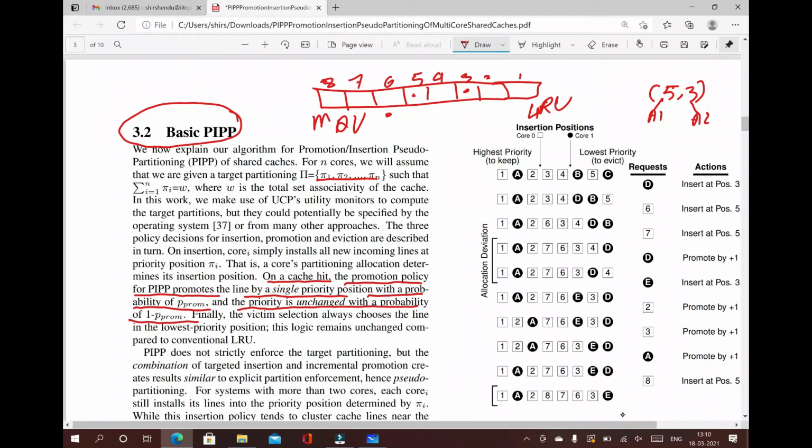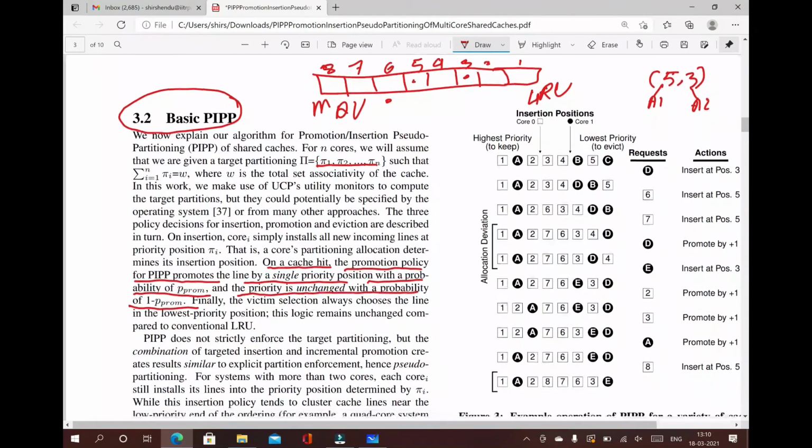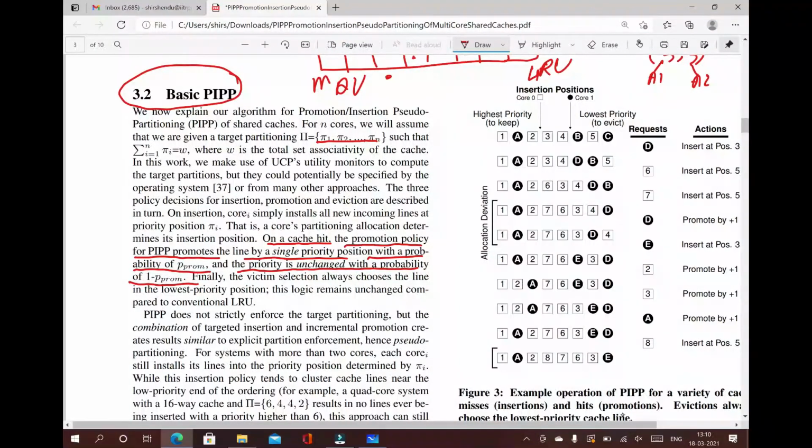In this example you can consider the positions: this is the LRU and this is the MRU, and LRU is 1 and MRU is 1 2 3 4 5 6 7 8, so 8. For this example they have used p_prom as 1, which means every time we will promote it, and 1 minus p_prom will be 0. Now consider this is the first case here. The next request is D. So what is the next request here?